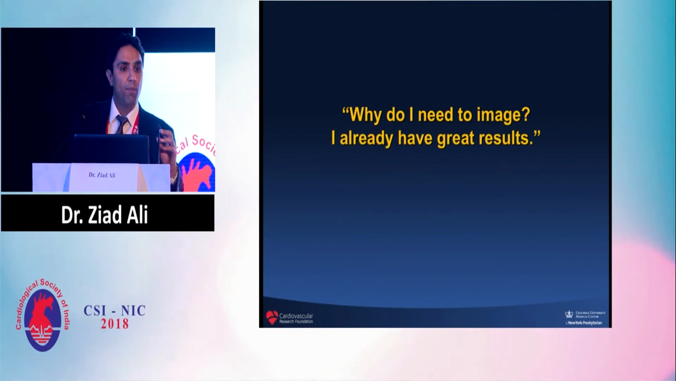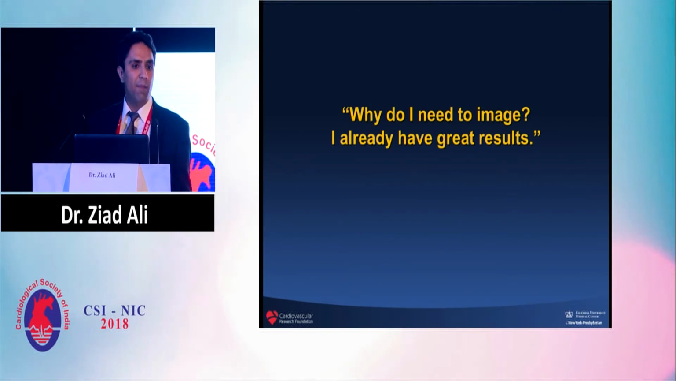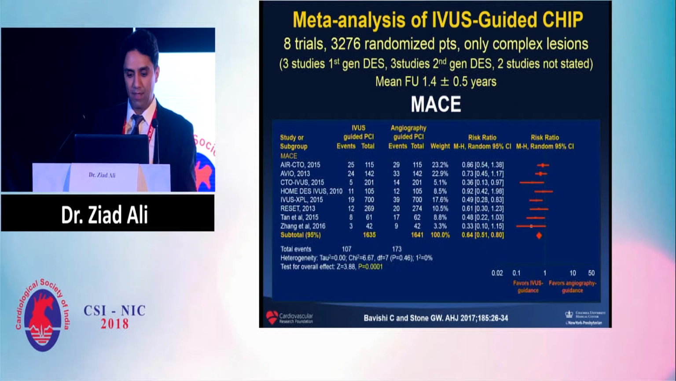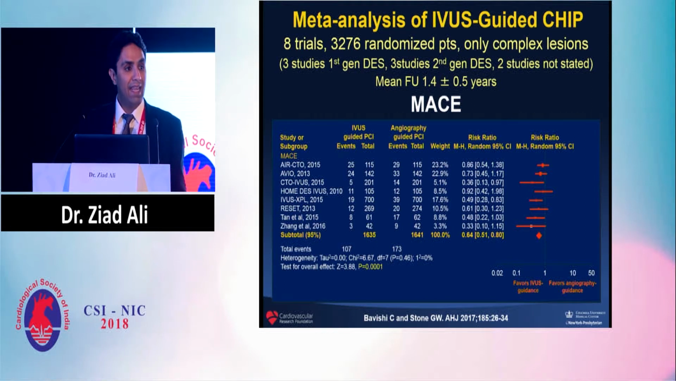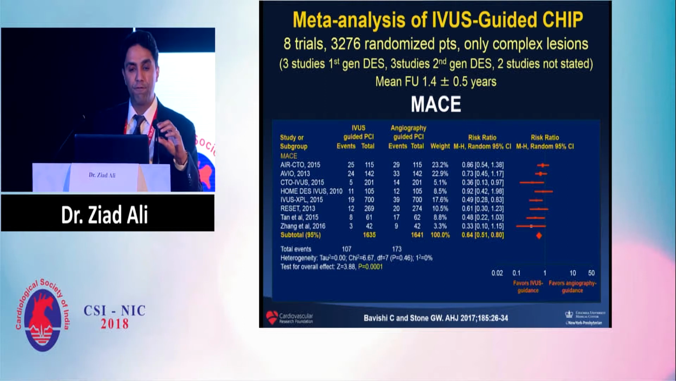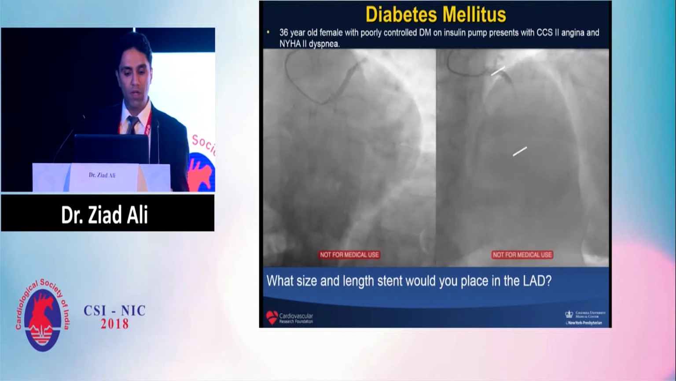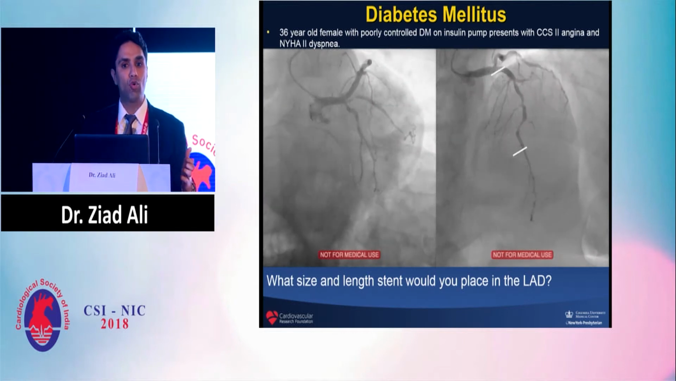But often we come up with the question, why do I need to image? The stents are cheaper. I have optimal results anyway. What's the purpose? Well, meta-analyses actually show very clearly that even in the most complex and higher risk patients, there is a clear-cut benefit in terms of major adverse cardiovascular events, as well as target vessel failure and stent thrombosis and target lesion failure, etc., specifically for patients who are complex and high risk. So let's focus specifically on those categories that are high risk.